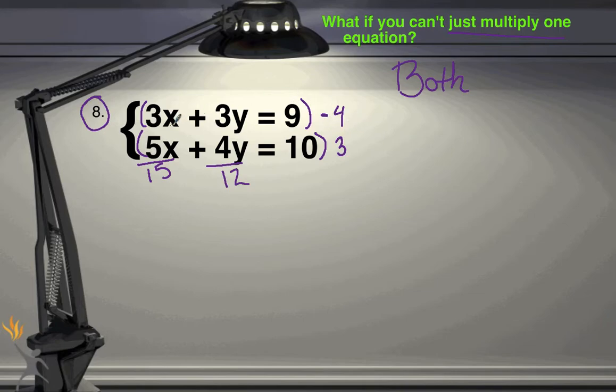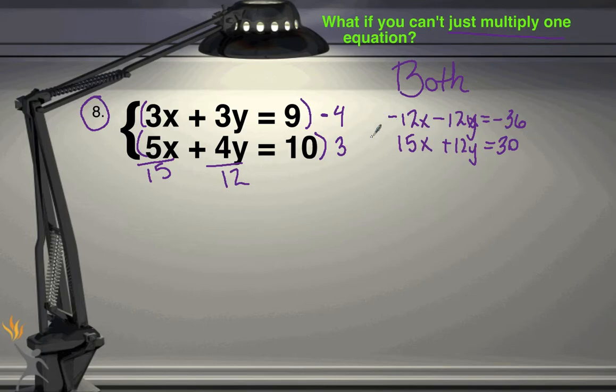So negative 4 times 3 is negative 12x, minus 12y equals negative 36. And now I'm going to multiply 3 times 5, which is 15x. Then we get a positive 12y. And we get a positive 30. So now I've got my equal opposite pairing.